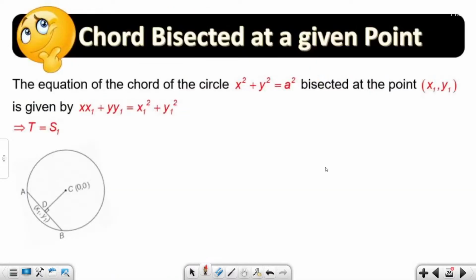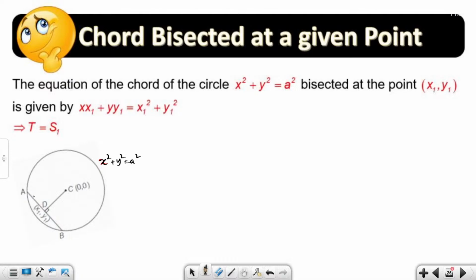Next is a new concept, which is the chord bisected at a given point. Chord bisected at a given point. What is that? An equation is given to you, and the equation is x square plus y square equals s square. This equation is given, whose center is at 0, 0.